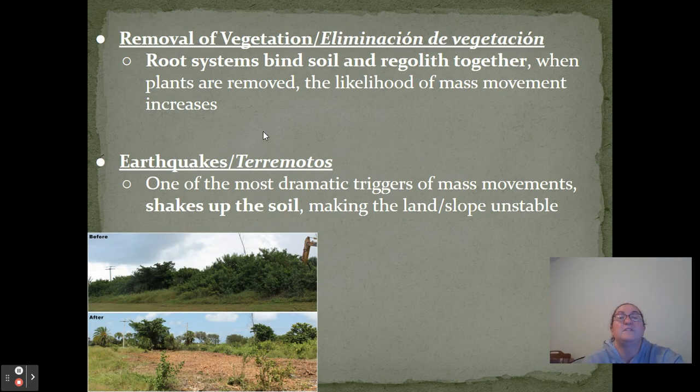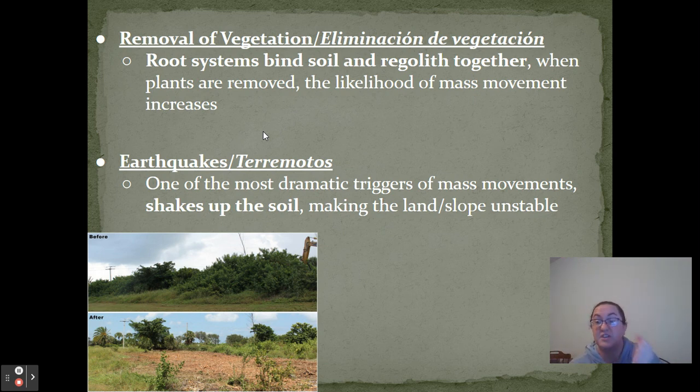If we remove vegetation, roots and plants are the hugest things that keep the soil together. The living thing that we need is plants. If we take away the plants, so deforestation, we kill off all the plants. If we don't monitor our land, it is going to have an impact on what type of mass movement we're going to have. So again, roots keep the soil together.